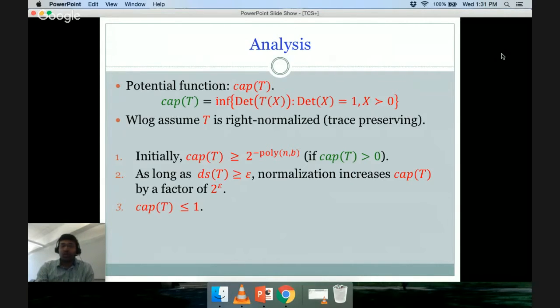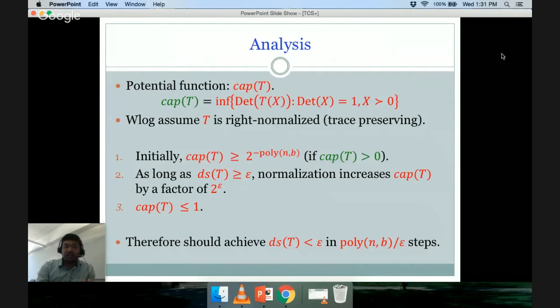Given these 3 conditions, it's easy to see that you achieve doubly stochastic measure at most epsilon in poly(n) by epsilon steps. Because you start with a potential function which is at least 2 to the minus poly(n), it increases at every step and it's bounded by 1. So this process should stop somewhere. The main contribution of this work is proving that this capacity is at least 2 to the minus poly(n, B) whenever the algorithm converges.